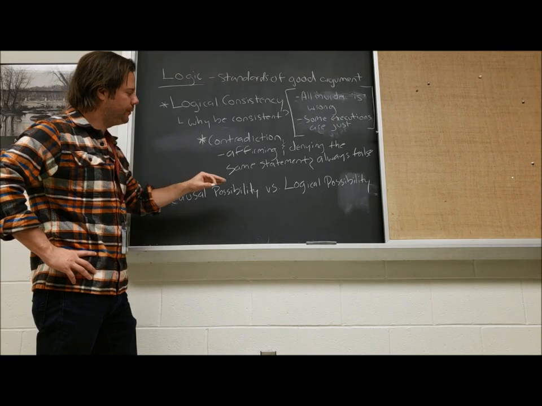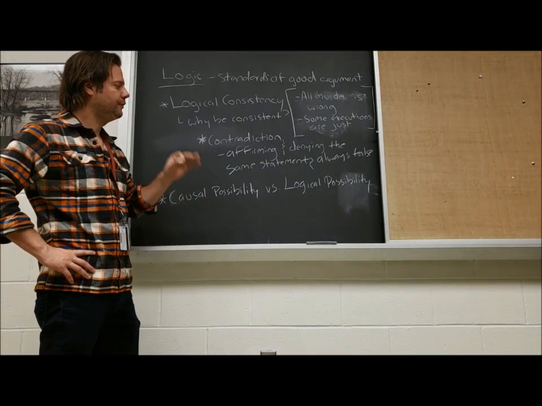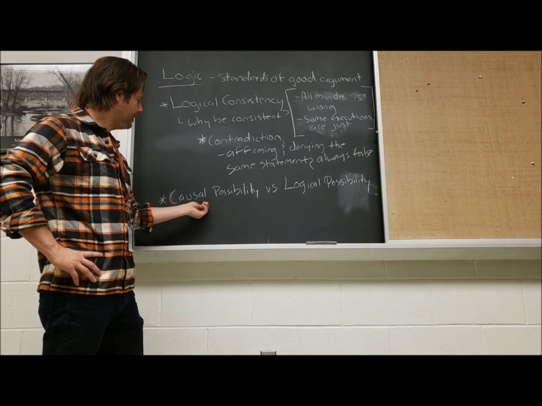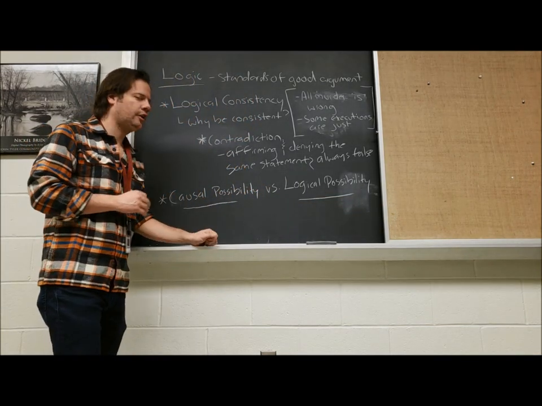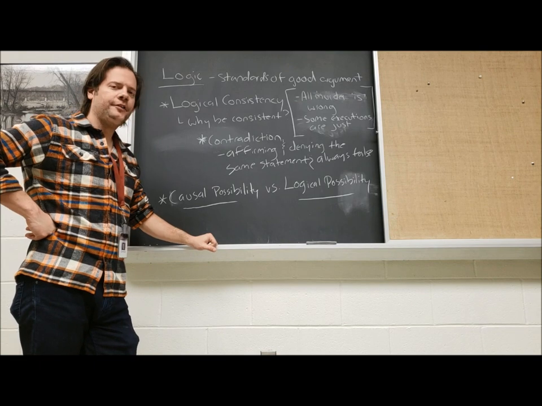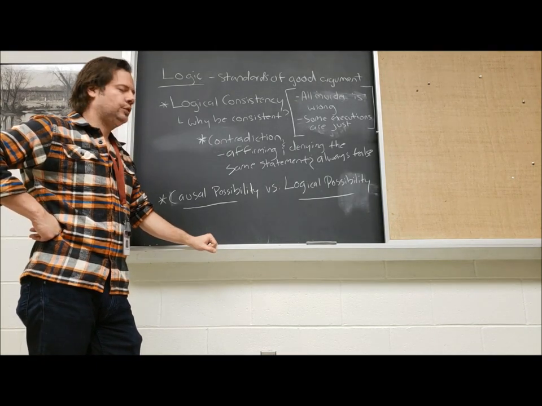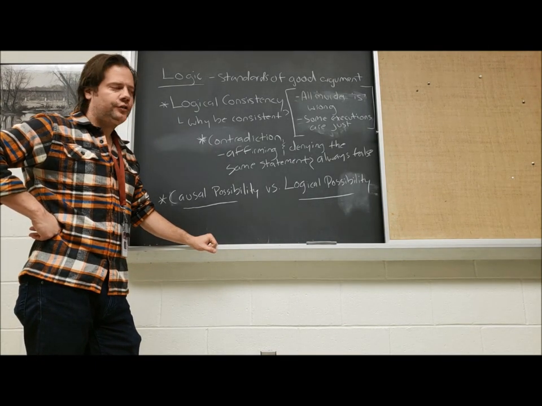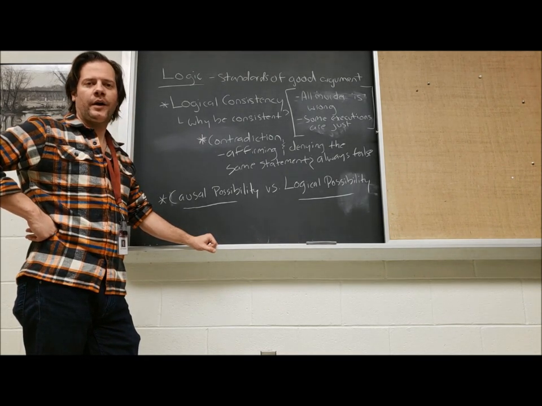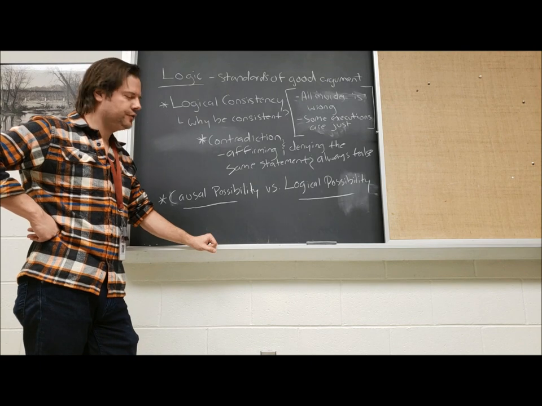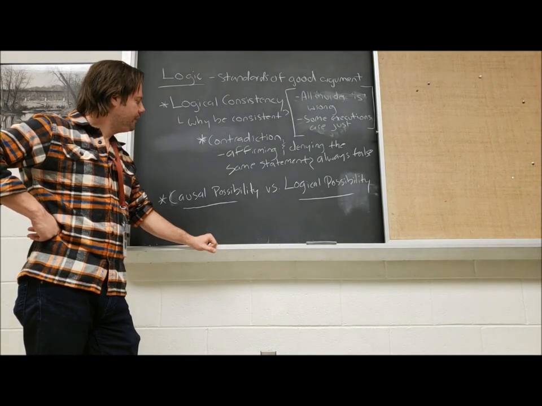And now I want to bring us to another concept in logic that's very important. It's the idea of the difference between causal possibility and logical possibility. So let's talk about causal possibility. Causal possibility is anything that is possible according to the laws of nature. So if it could happen here on Earth, or maybe on the moon, anything that the laws of nature say could happen, then we say it's causally possible.